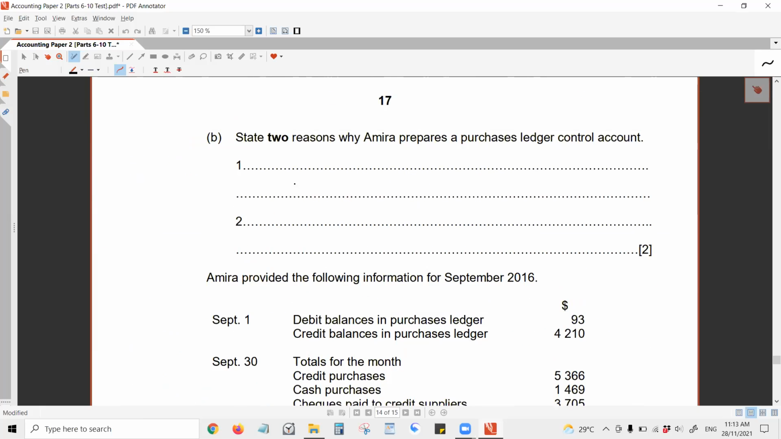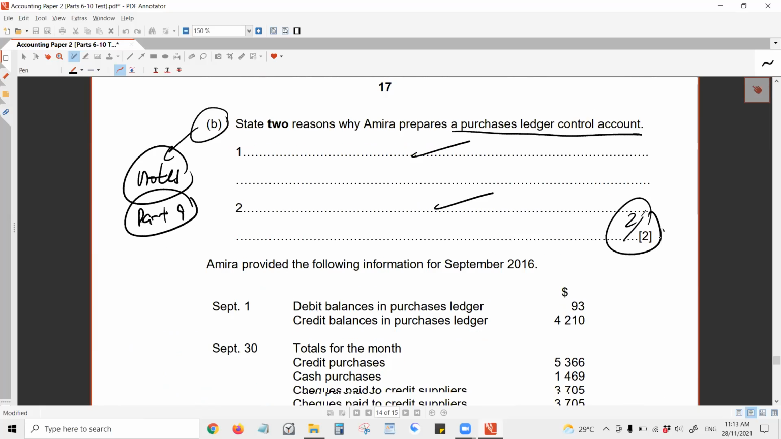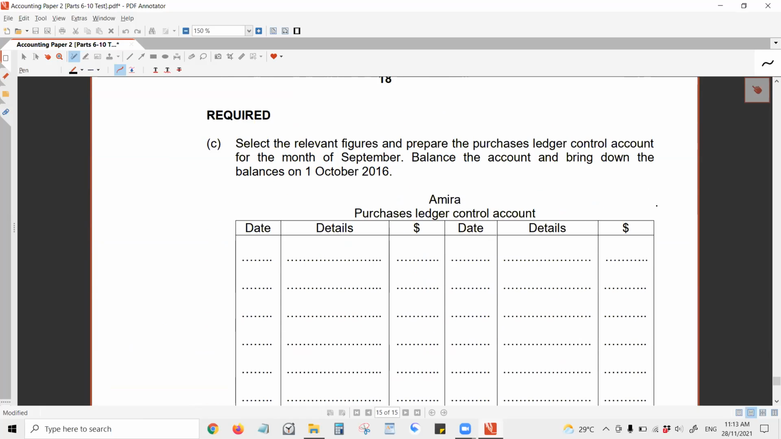Two reasons why we prepare a purchases ledger control account. You can get the answer from the notes easily. It is from chapter 9. I don't want to discuss these two, they are very easy. Now we look at question C.